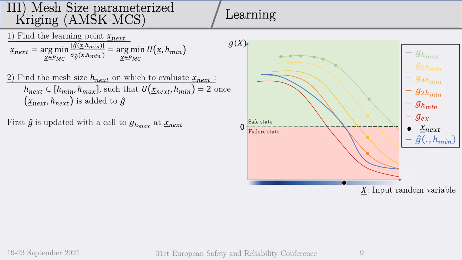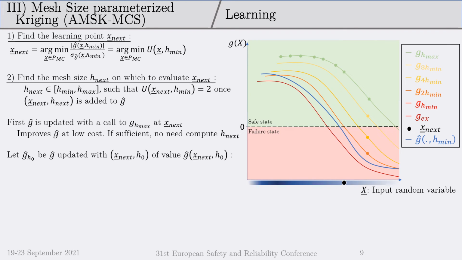First, the metamodel is updated with a call at hmax for this point, and it allows us to improve the metamodel at low cost. If it's sufficient, then there is no need to compute hnext. So let G h0 be the metamodel updated with xnext, h0, of value G at xnext at 0.